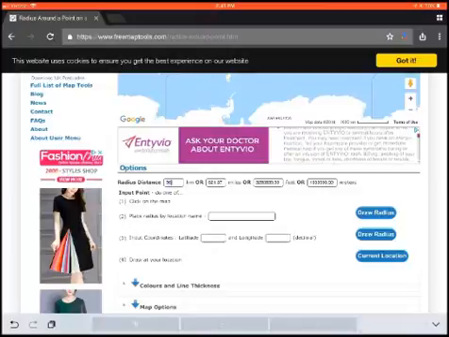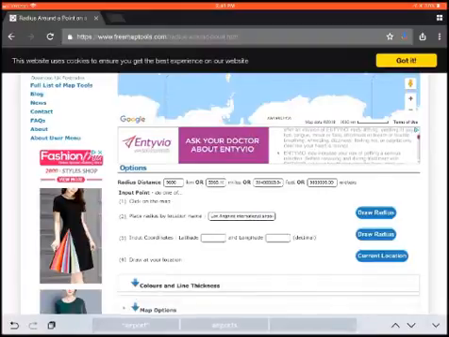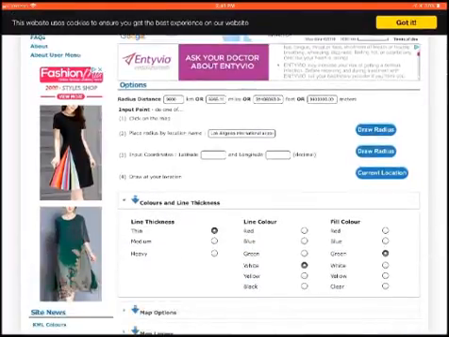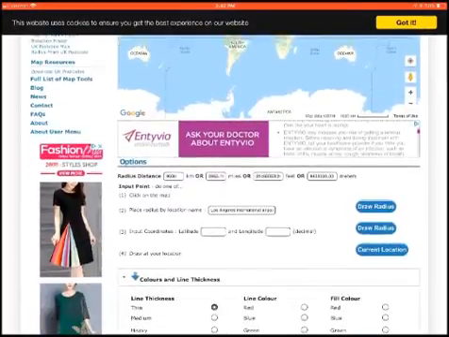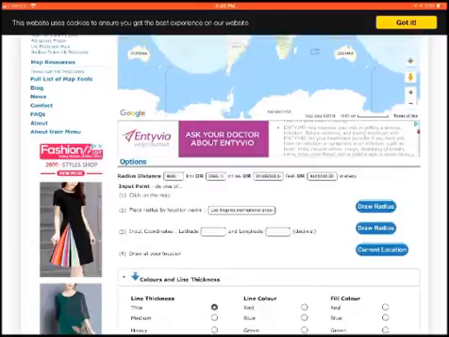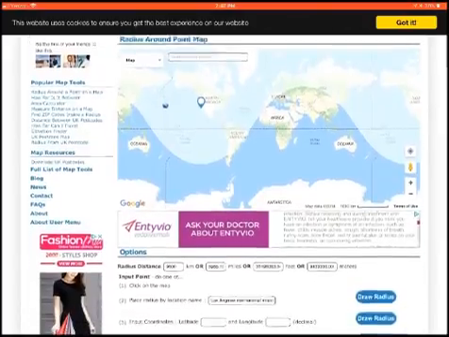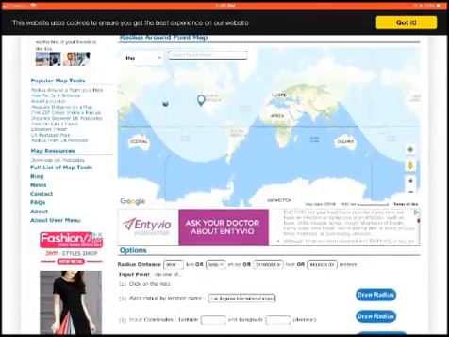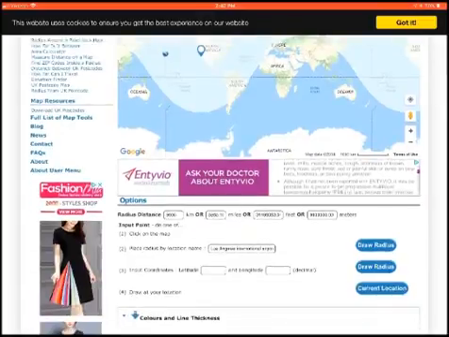I'm going to start out by drawing the smaller radius first, 9,600 kilometers, and I'm going to put it around Los Angeles International Airport. I'm going to change the color for this first circle to white. You don't have to do this, but I think it makes it easier to see. Then just hit draw radius. If I go back up to the map, you can see that nice little area that's centered around LAX.